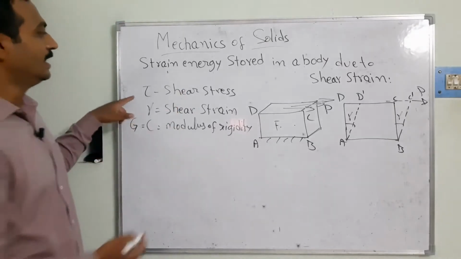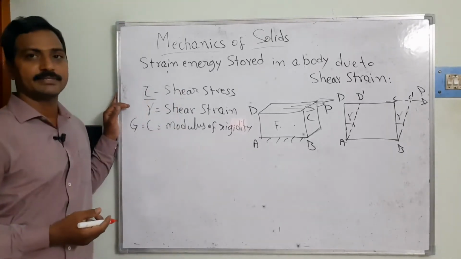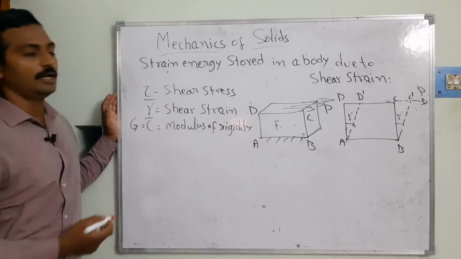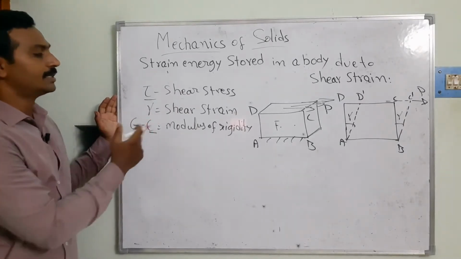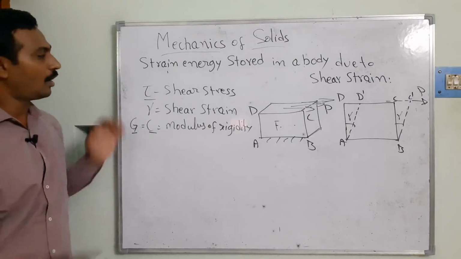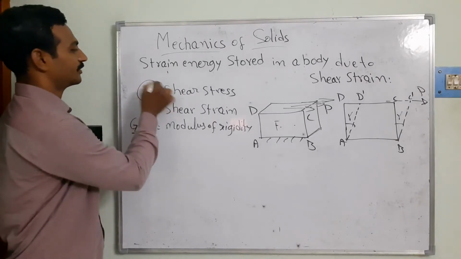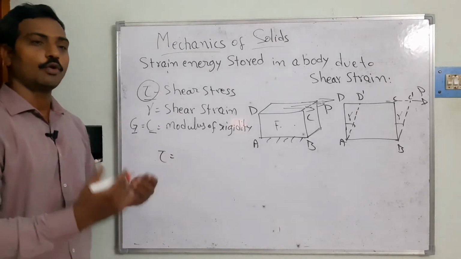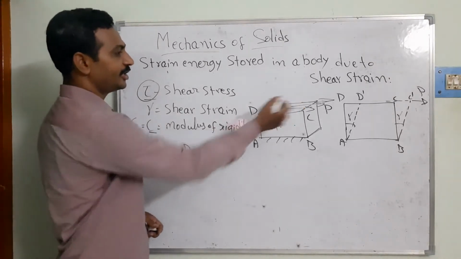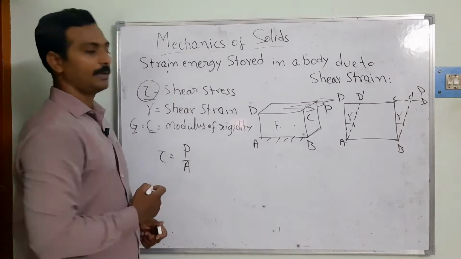Now how to find out the strain energy here? So there we can see tau is the word we are using, that is the shear stress, gamma is going to be your shear strain, and G or C we are going to be calling the modulus of rigidity. Now I want to find out the shear stress. So then shear stress is equal to, what is the formula? The shear load by area we are taking. Here the shear load P by A I am going to be considering.